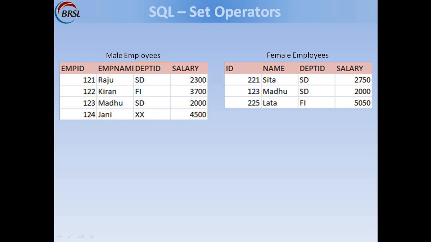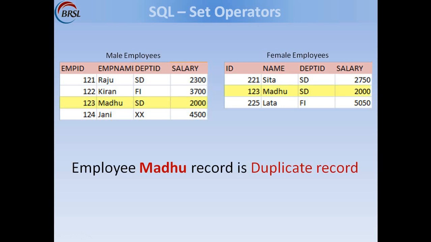If you observe the data of these two datasets, there is a duplicate record, Madhu record. Employee record Madhu is a duplicate record. You can see the data values of this record. Employee ID is 123, name is Madhu, department ID is SD, and salary is 2000. Same values are repeating in the second dataset also. So this is the duplicate record in both datasets.